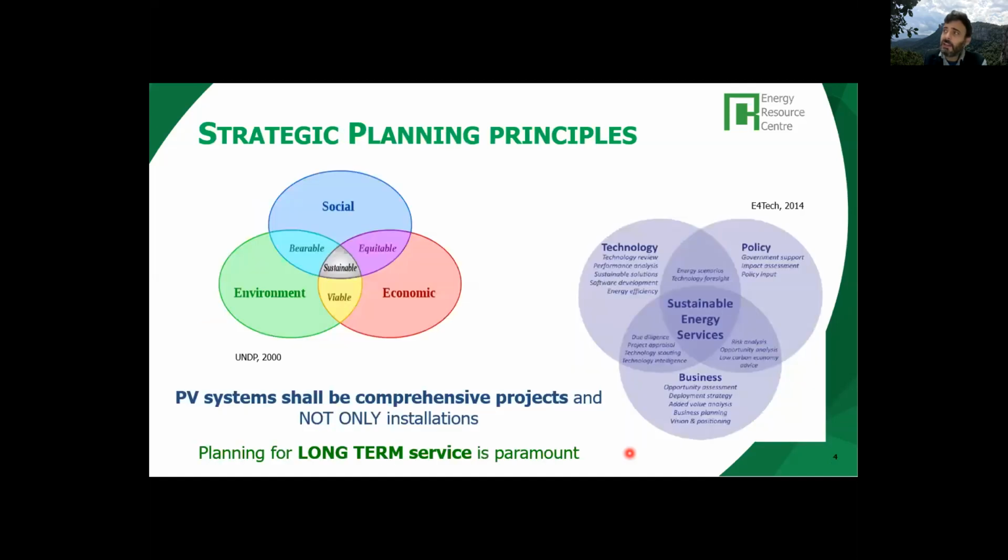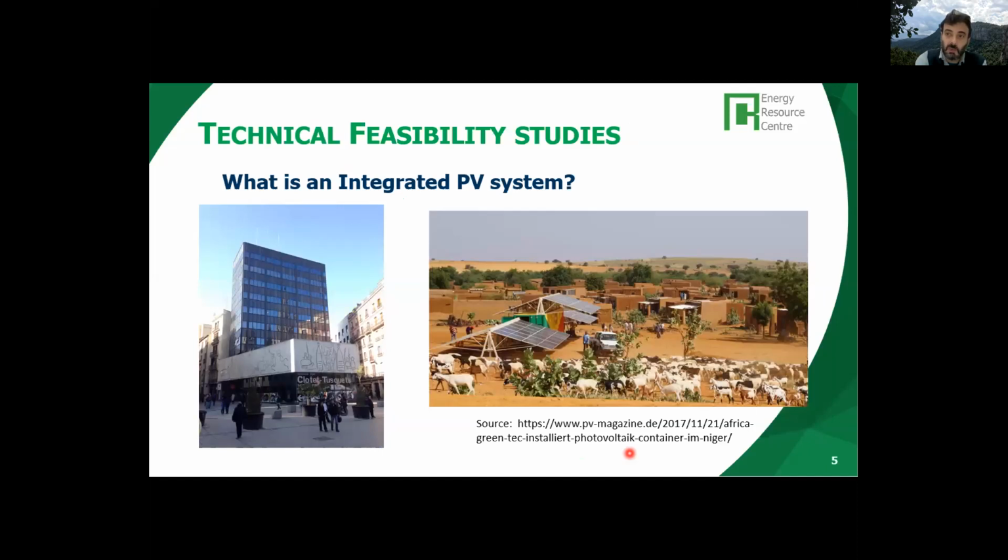So, in an integrated vision of projects, when we start considering a project, we should do a bit of reflection, give some thinking. What do we mean by an integrated PV system? And here I have put a picture of a building here in Barcelona. This is the headquarters of the College of Architects in Barcelona. And perhaps you cannot see, but in this facade and this facade here, we have PV systems, okay?